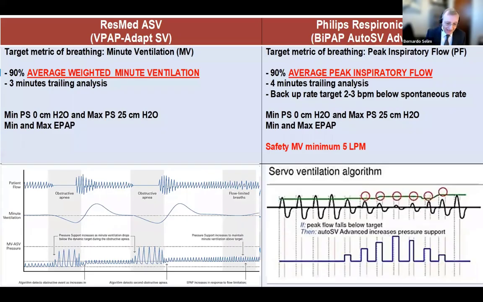So why are they not the same? They're not the same because they look for different things. On the left, you have the ResMed devices. On the right, you have the Respironics devices. Let's compare them head to head. The first thing that you can see is that their target metric of breathing is completely different. ResMed on the left is looking for minute ventilation. On the right, Respironics is looking for peak inspiratory flow. So they are different targets. Their target is the average weighted minute ventilation on ResMed, the average peak inspiratory flow on the Respironics.